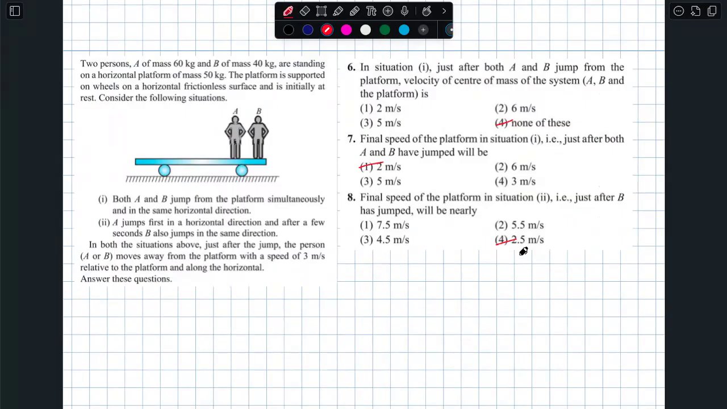Both A and B jump from the platform simultaneously and in the same horizontal direction. This is also an irodov model actually.